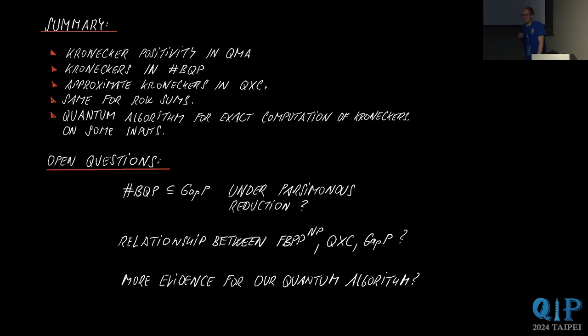Yeah. Thanks. Thank you for the nice talk. I was wondering, can your results be generalized to other finite groups, or maybe can you consider the problem of computing Kronecker coefficients for other associative algebras, like finite dimensional algebras? Does it make sense? Can you generalize those ideas to that setting?